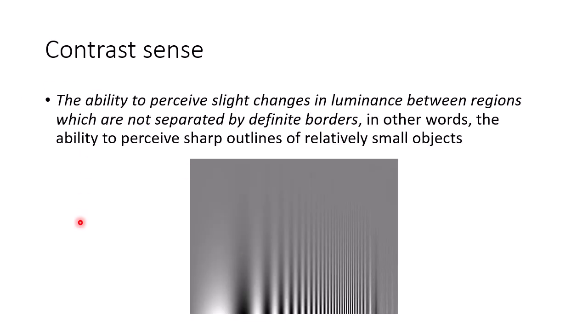The next was the contrast sense. You see these lines of different contrasts, you can make out the contrasts, right? So this is the contrast sense. In simple words, it is the ability to perceive sharp outlines of relatively small objects.